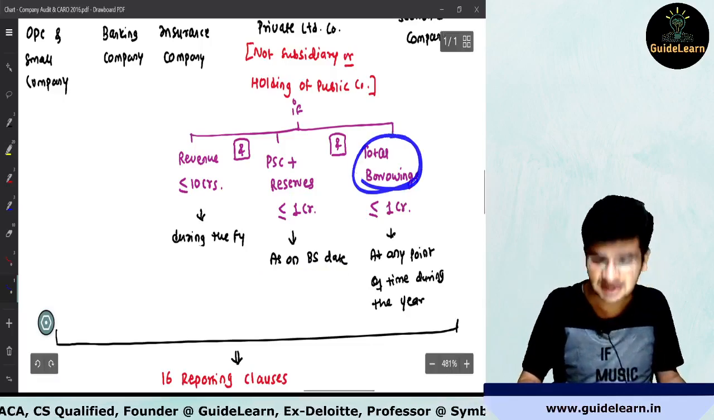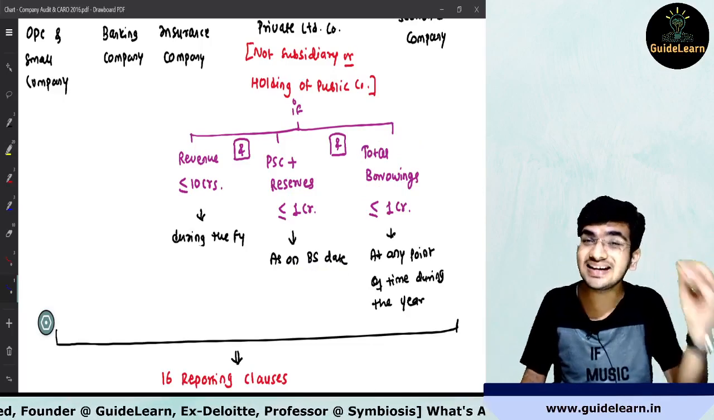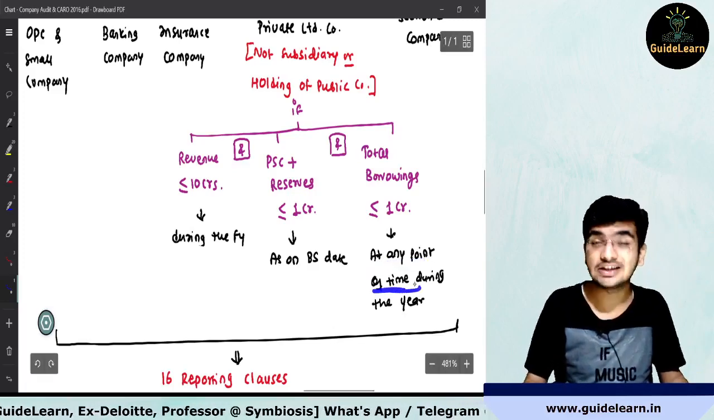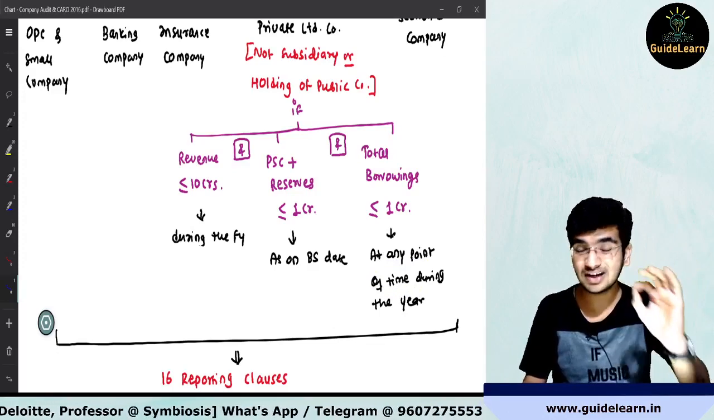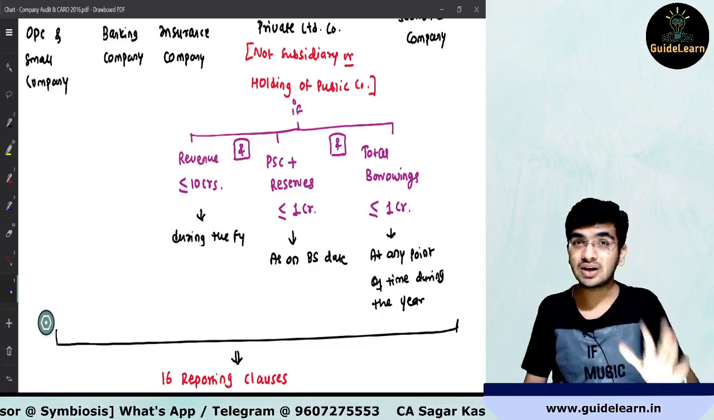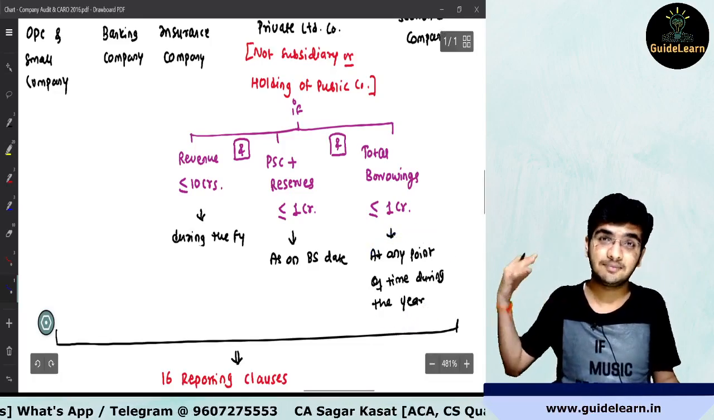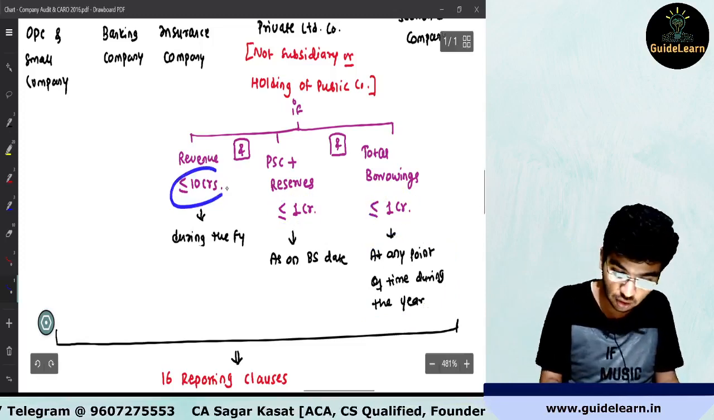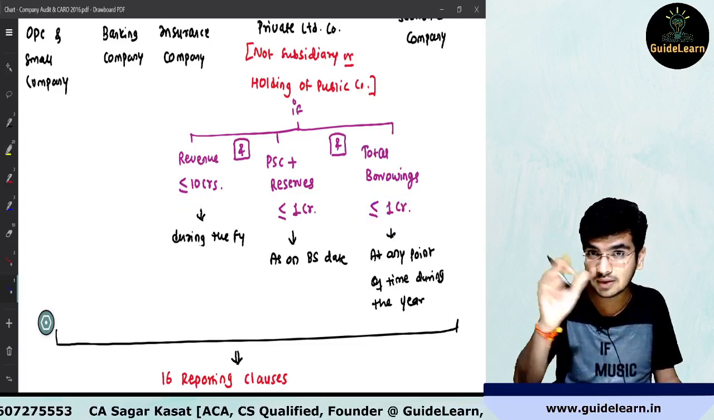And then total borrowings. Many times total borrowings is considered at any point of time during the financial year. So if borrowing is more than or equal to 1 crore even for a single day during the financial year, even though there is no breach at the end, still you have to consider this because they require at any point of time. So what is the criteria? 10 crores, 1 crore and 1 crore. 10 crore is the highest limit, for revenue. Revenue should be less than or equal to 10 crores.